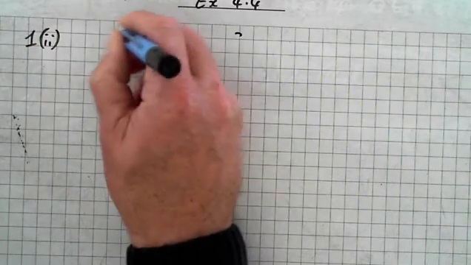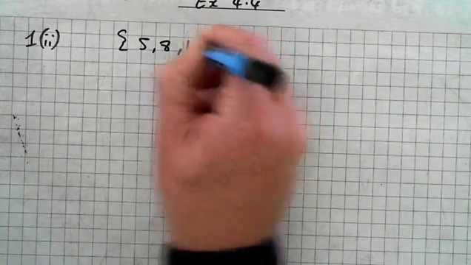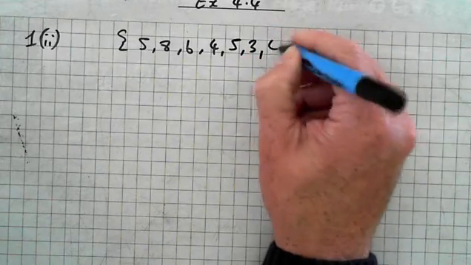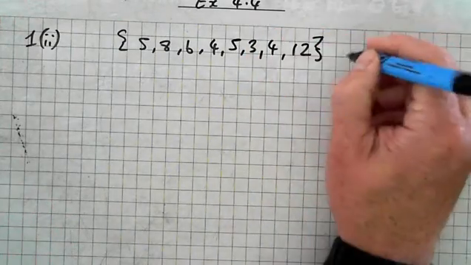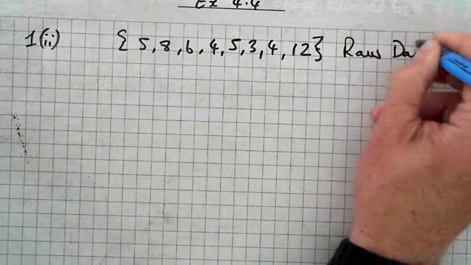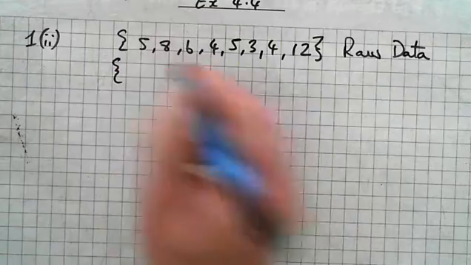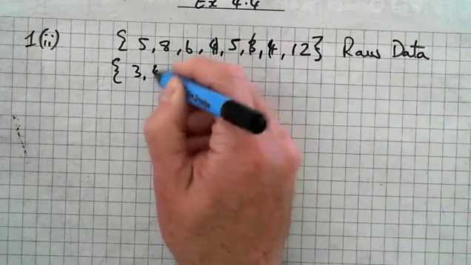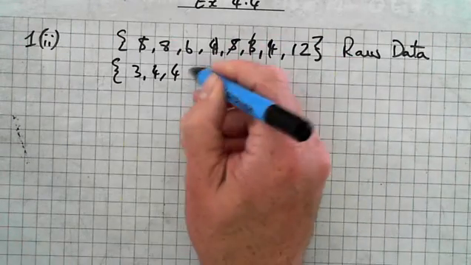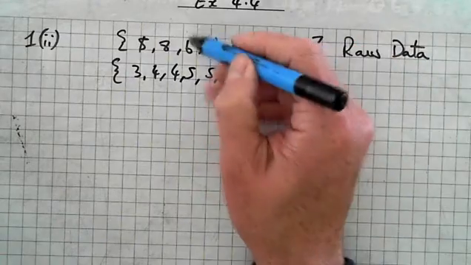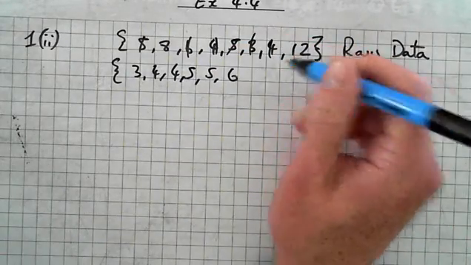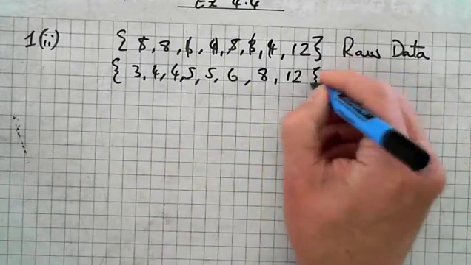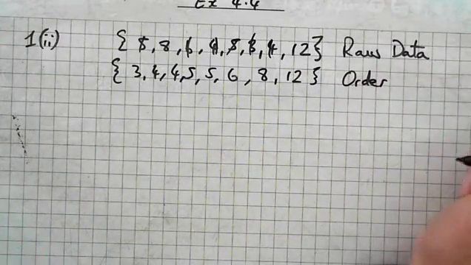So here this time, part 2, the raw data: 5, 8, 6, 4, 5, 3, 4, 12. That's raw data because it's data that has not been sorted. So we'll sort the data now. The lowest is 3 and goes first, and then there's two 4s, and then two 5s, and then there's a 6, and then there's 8 and 12. 1, 2, 3, 4, 5, 6, 7, 8. Alright, so that's ordered or ranked data.